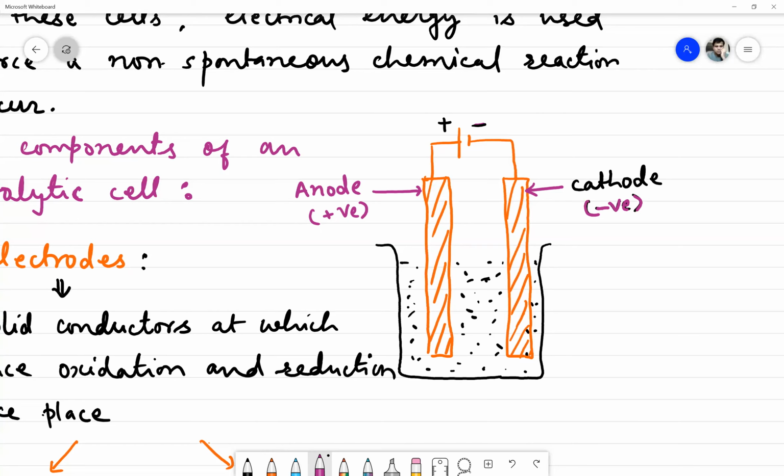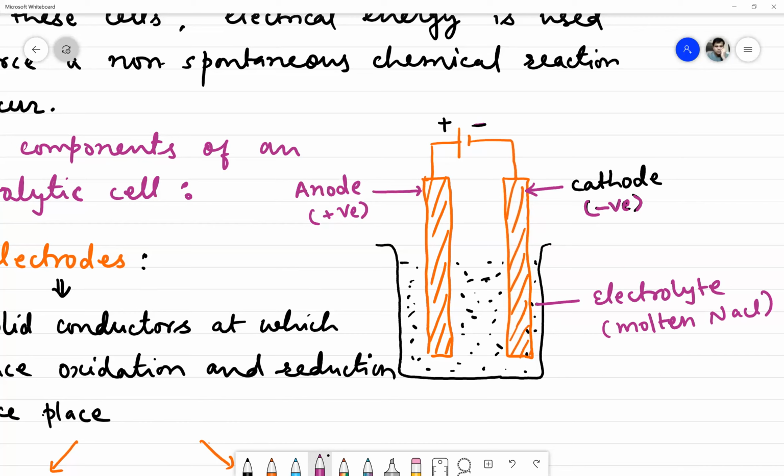Okay, all right, so now here we have taken an electrolyte. For example, in this case, molten NaCl is taken as the electrolyte. Now what happens when the electricity is passed through this cell? So in an electrolytic cell, electricity is used to force a non-spontaneous chemical reaction to occur.